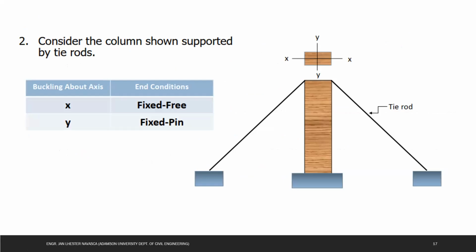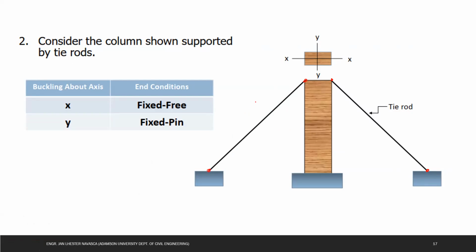Okay, another example is, let's say, we consider the column supported by tie rods. Okay, so we have this condition. Let's say you have this section with X and Y axes. Okay, you have this X and we have this Y axis. The conditions, this is tie rod. Assuming tie rod, we always assume tie rod gives a pin connection. Let's say that is pin connection. Tie rod always gives a pin-ended connection.